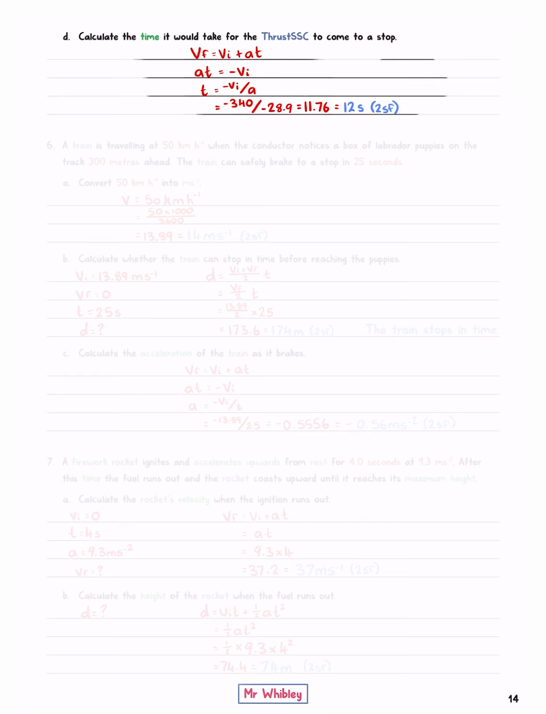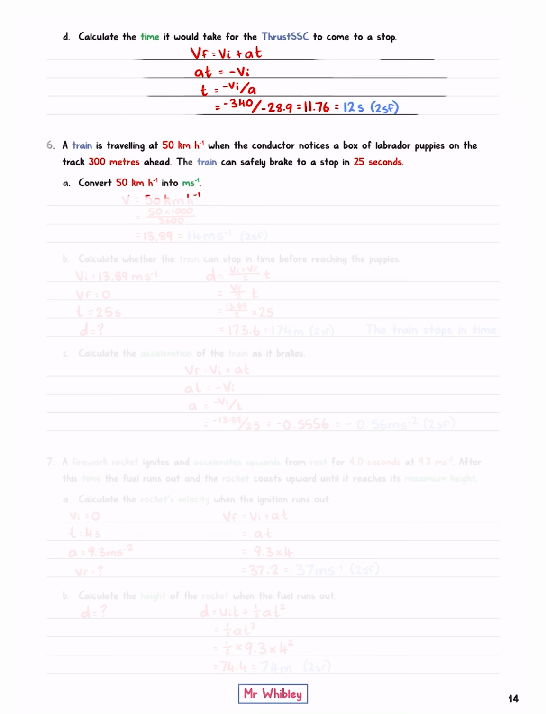Question 6. A train is traveling at 50 km per hour when the conductor notices a box of Labrador puppies on the track, 300 meters ahead. The train can safely brake to a stop in 25 seconds. Convert 50 km per hour into meters per second.